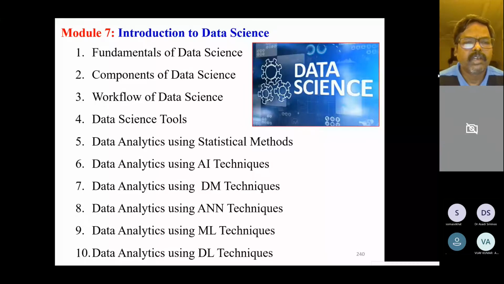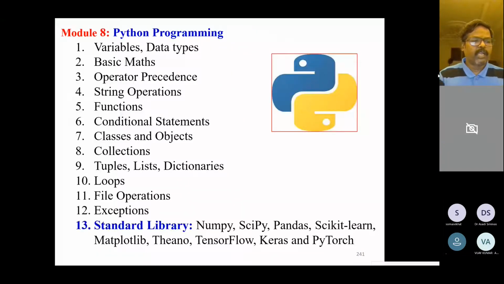So under Python programming, I'm going to cover variables and data types, basic mathematics, operator precedence, string operations, functions, conditional statements, classes and objects, collections, tuples, list, dictionaries, loops, file operations, exceptions, standard library like NumPy, SciPy, Pandas, Scikit-learn, Matplotlib, Theano, TensorFlow, Keras, and PyTorch.